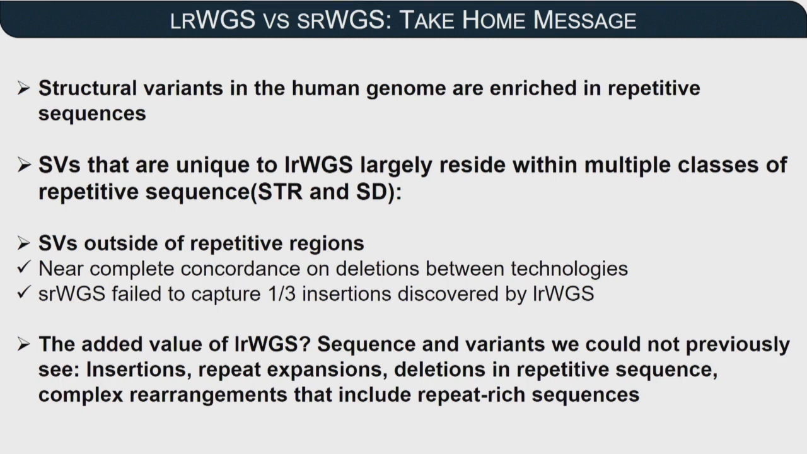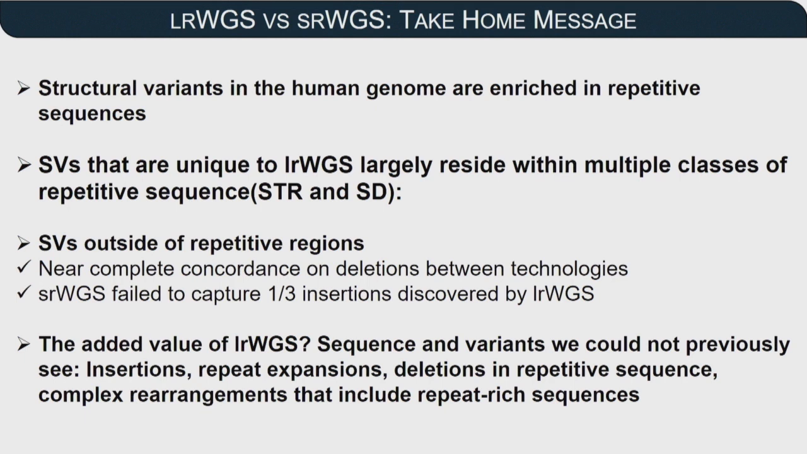The structural variants that are unique to long-read sequencing really largely reside within multiple classes of repetitive sequence, the STRs and the segmental duplications. And this is especially true for deletions, where the phased, assembled structural variant deletions that we find from the HGSV are almost entirely captured in the Illumina data as well. This is not true for insertions, where, again, the short reads fail to capture about a third of the insertions discovered by long reads, even in unique and fairly unique repeat mask sequences.